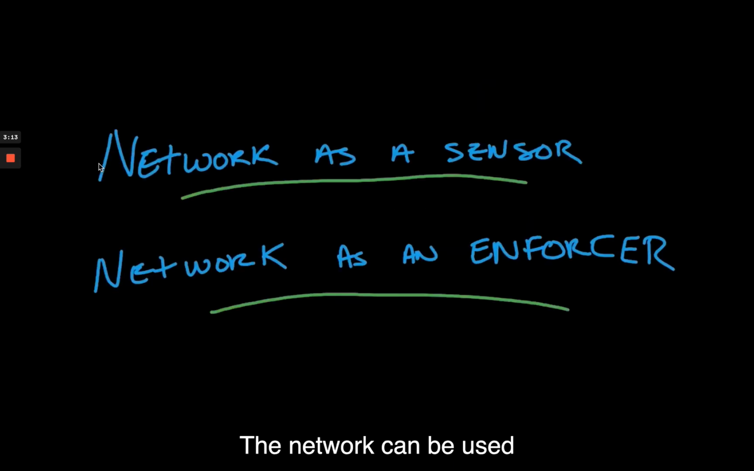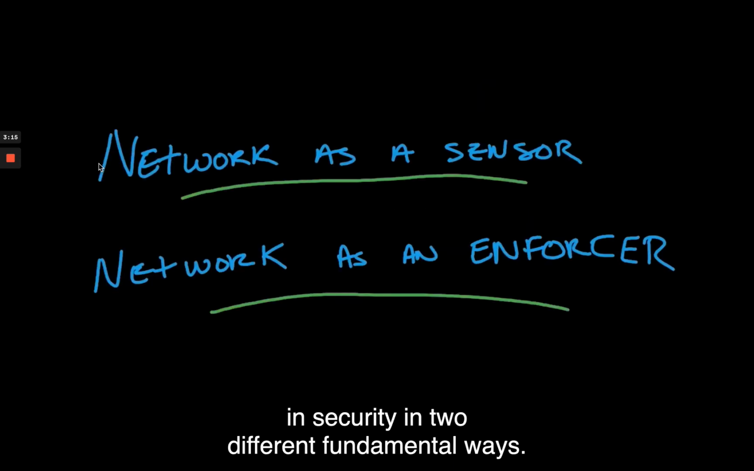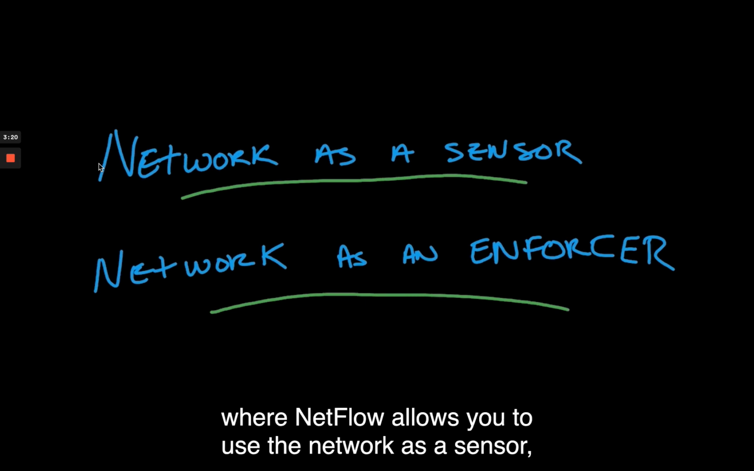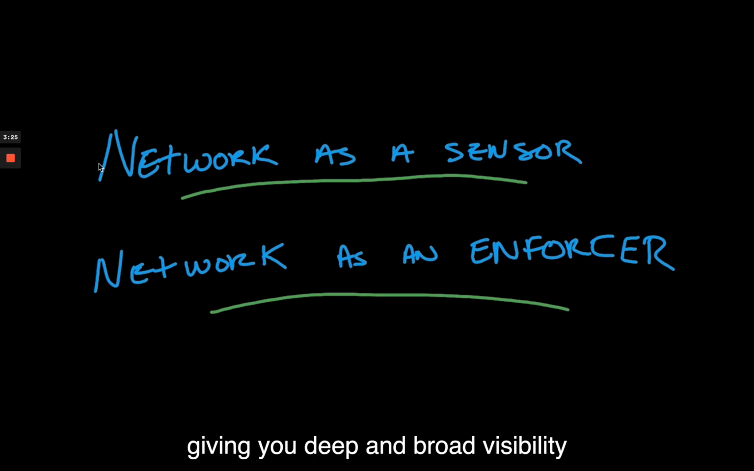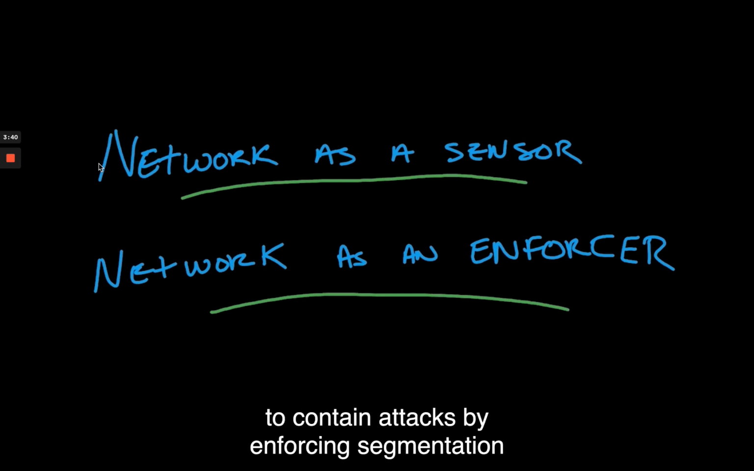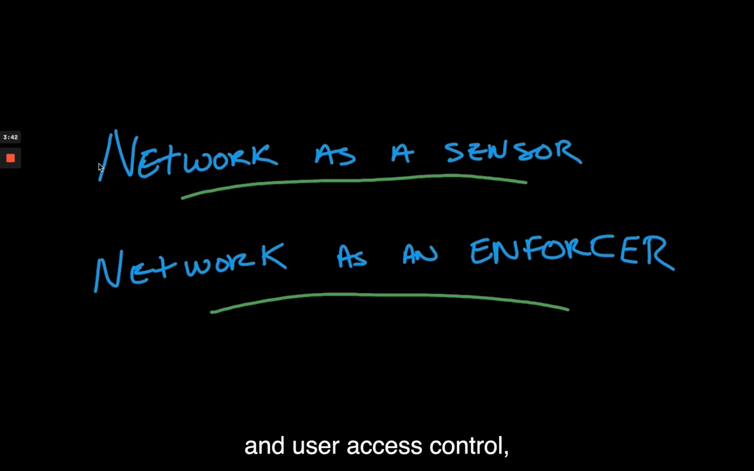The network can be used in security in 2 different fundamental ways. The network as a sensor, where Netflow allows you to use the network as a sensor, giving you deep and broad visibility into unknown and unusual traffic patterns, in addition to compromised devices. And the network as an enforcer, where you can use Cisco TrustSec to contain attacks by enforcing segmentation and user access control, even when bad actors are involved.